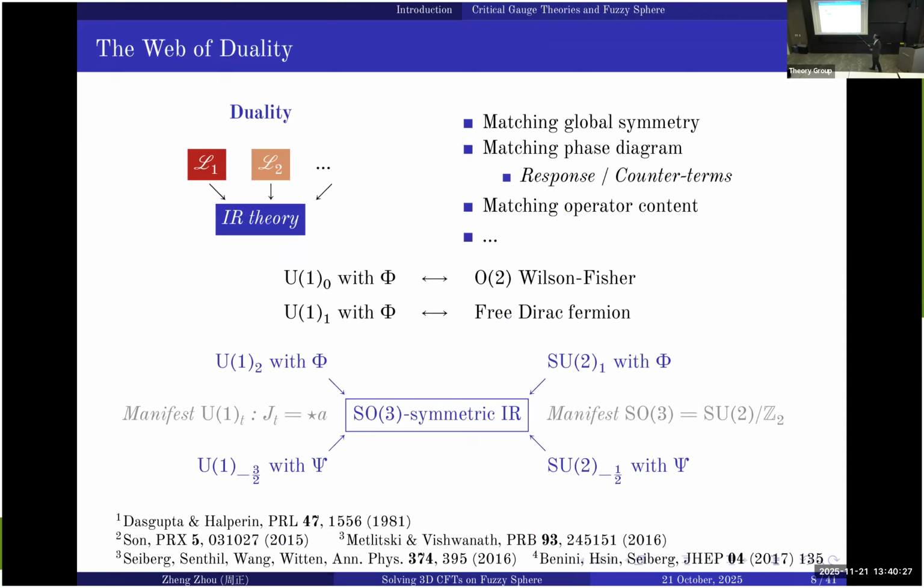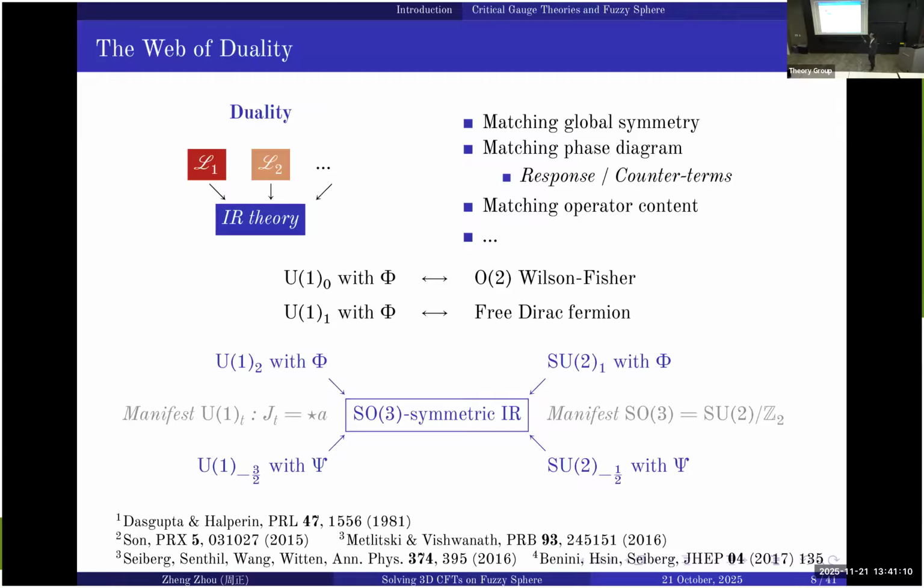Now, a very interesting feature, as I have mentioned, of the Chern-Simons-matter theories are the dualities. Essentially, it means that different Lagrangians can flow to the same theory in the infrared. A very classical example would be that the scalar QED with one flavor of complex scalar without Chern-Simons is dual to a complex scalar or O(2) Wilson-Fisher. This is known as the particle-vortex duality and has been verified numerically by Dasgupta and Halperin.